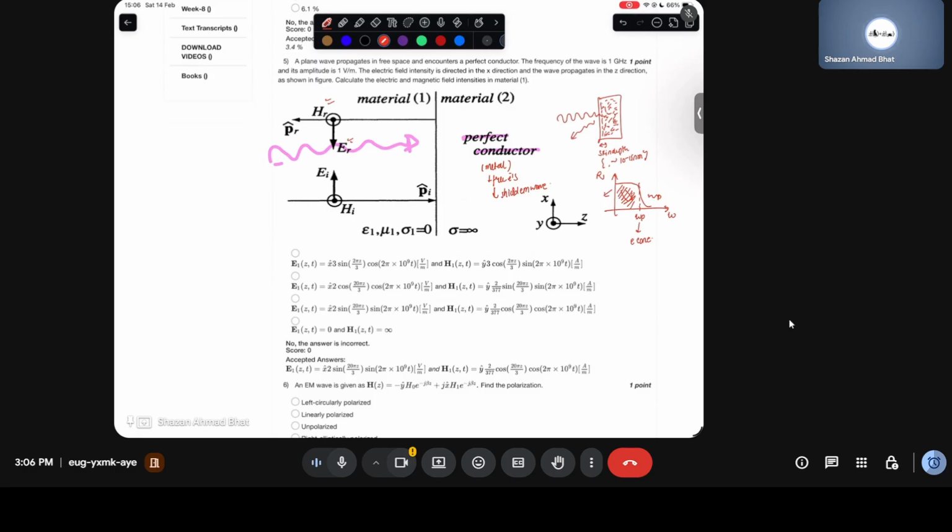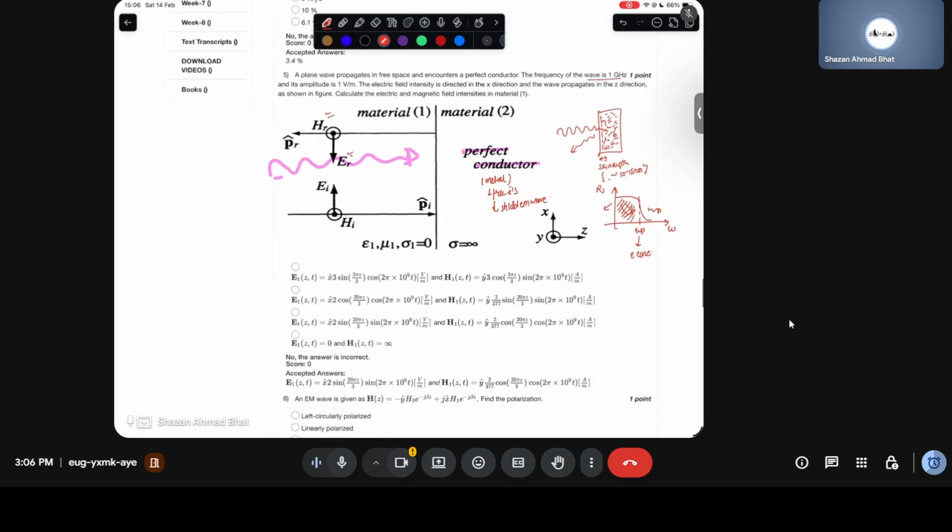So now the question is that the frequency of the wave is given, which is 1 gigahertz, and its amplitude is 1 volt per meter. This is the electric field amplitude. The electric field intensity is directed in the x direction and propagates in the z direction. So let's consider this as the z direction, and this as the x direction.